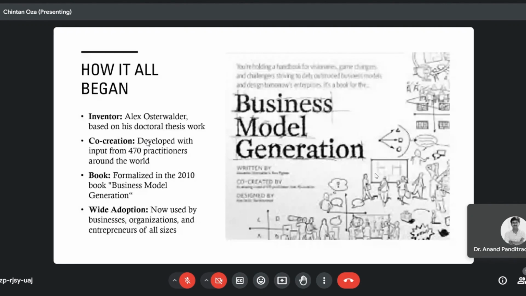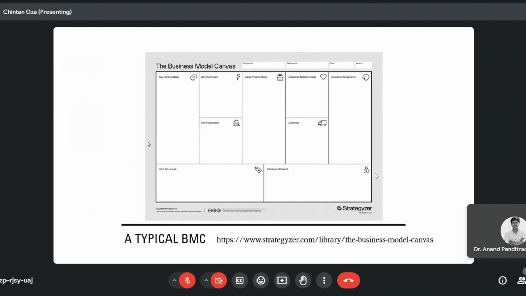The knowledge, the canvas he has published, remains free to use, but let us also mention and credit the creator. So that is how we can continue to use it. It is used by various businesses, organizations, and startups of all sizes. This is how it looks.